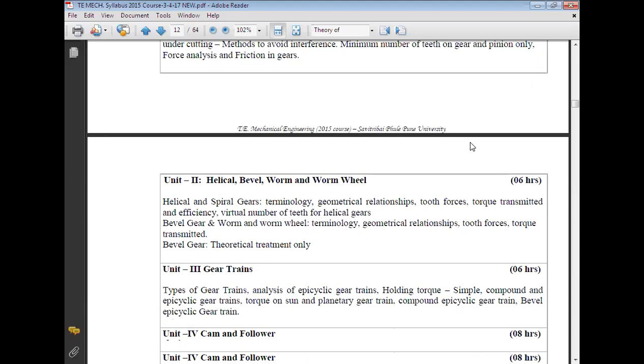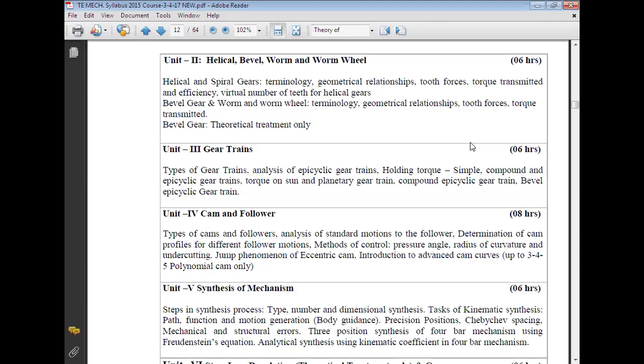Next is unit number 2. We are going to study helical gear, bevel gear, and worm and worm wheel in this particular unit for 6 hours, maybe 2 to 3 hours per gear.